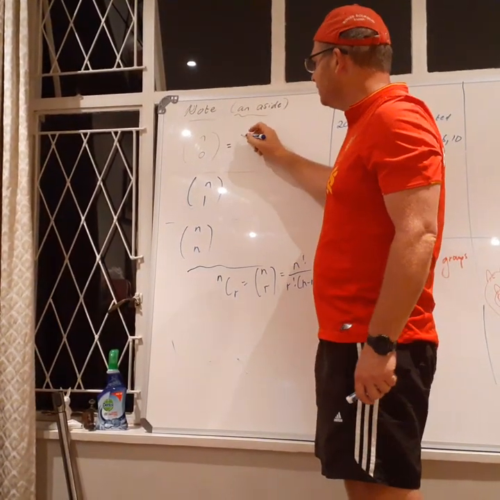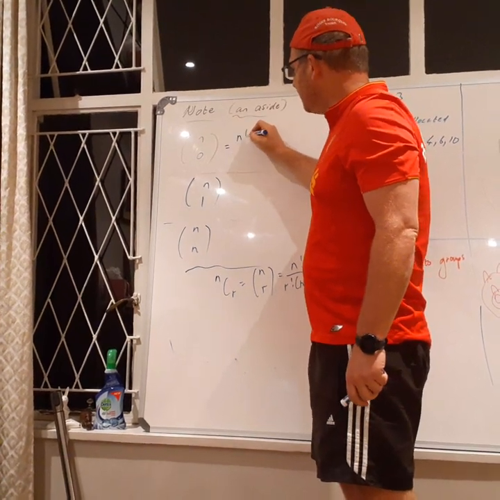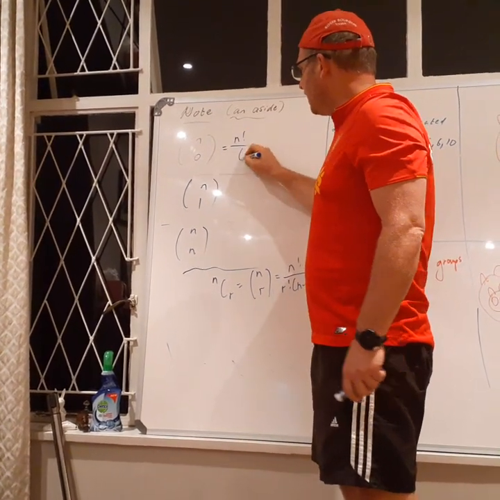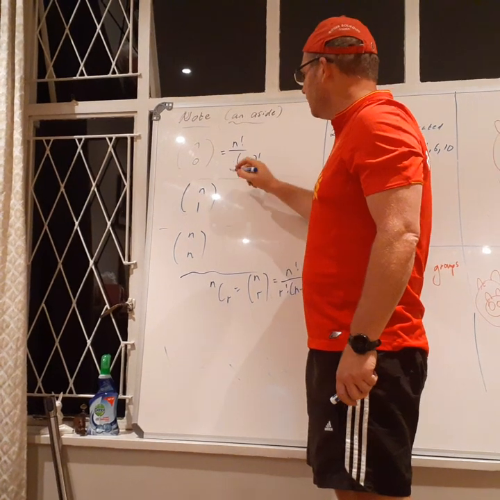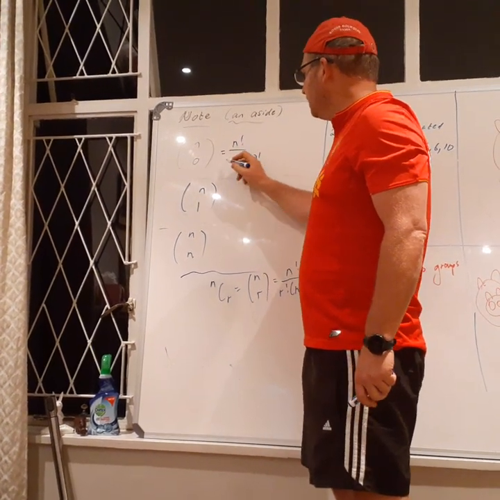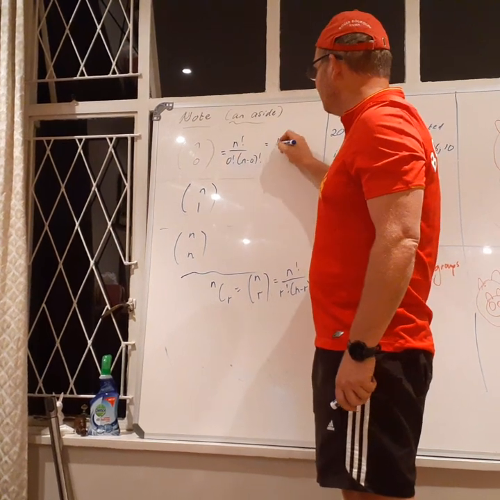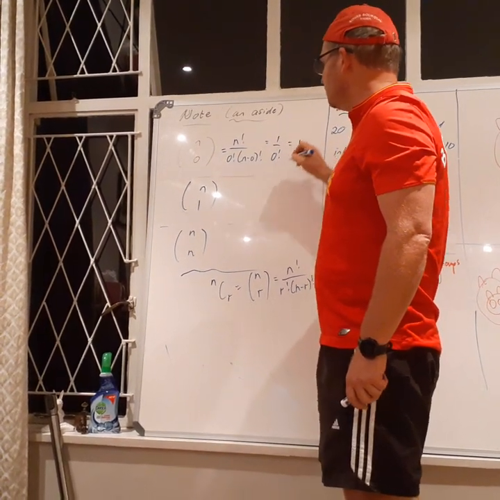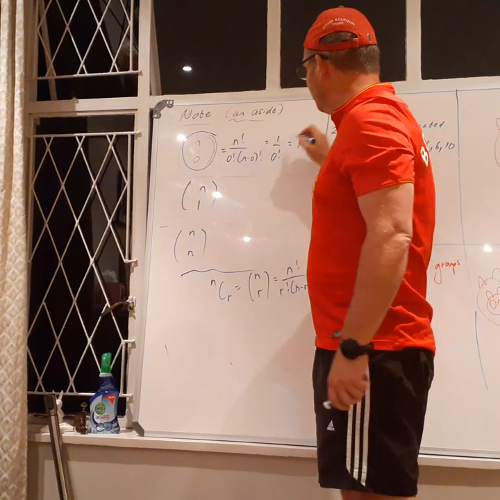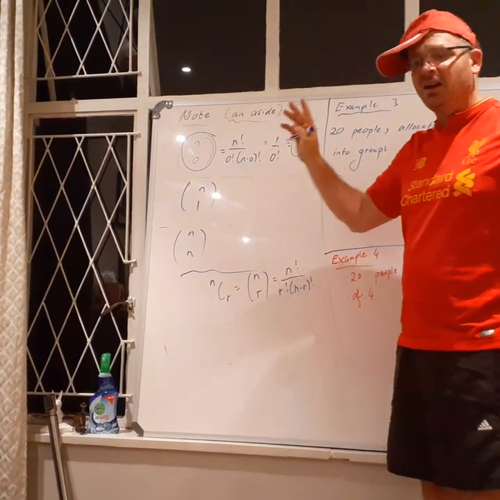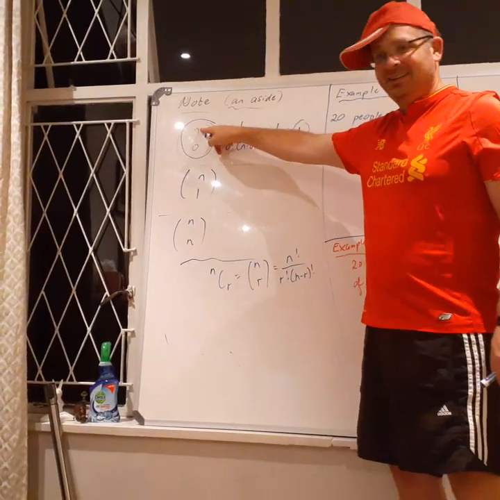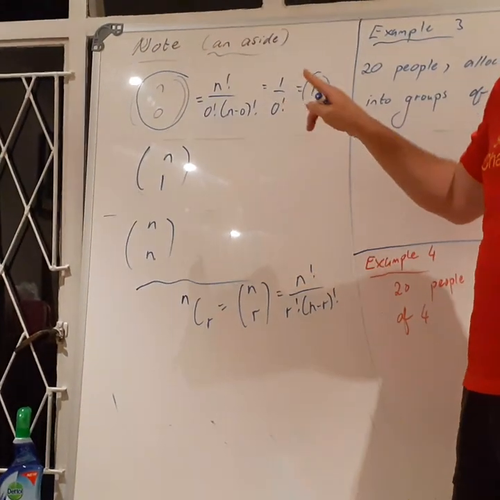If I use the rule, it's going to be n factorial over (n minus 0) factorial, divided by 0 factorial, which is simply the n factorials cancel out, and you'll be left with 1 over 0 factorial, which is 1. How many ways are there of choosing nothing from n? There's only one way of choosing nothing.